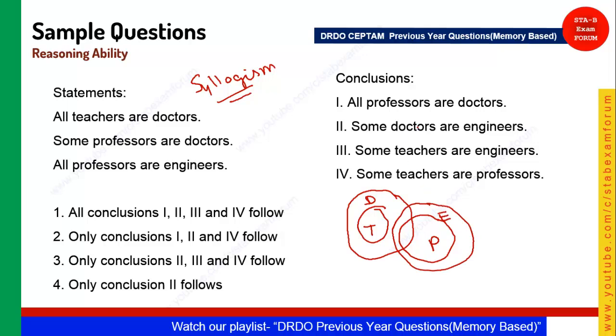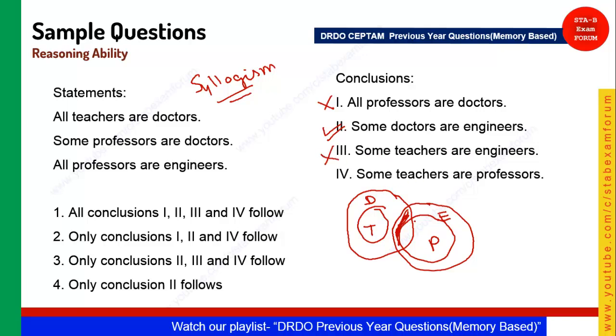All professors are doctors. No, this is a definite statement, so this cannot be the conclusion. Some doctors are engineers. Yes, there are some doctors who are engineers, so option 2 is correct. Some teachers are engineers. They are saying the definite one. Again, definite, it is not there.